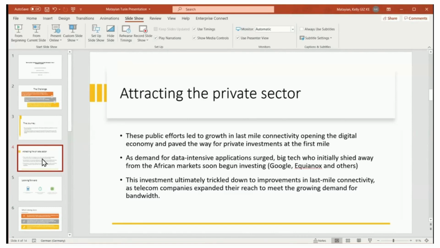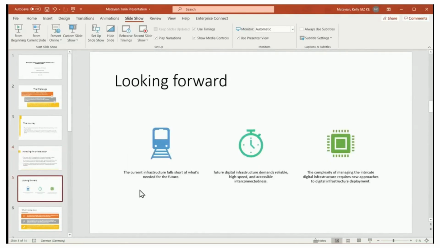This investment has trickled down, especially to the improvement of connectivity, such as in Kenya, as telecom companies expanded their reach and their bandwidth capabilities to meet the growing demand. However, the current infrastructure falls short when it comes to the needs for the future. And as I mentioned before, this digital infrastructure demands very reliable, high-speed and accessible interconnectedness. However, the flexibility of managing the intricate digital infrastructure requires us to rethink how we are deploying the same.